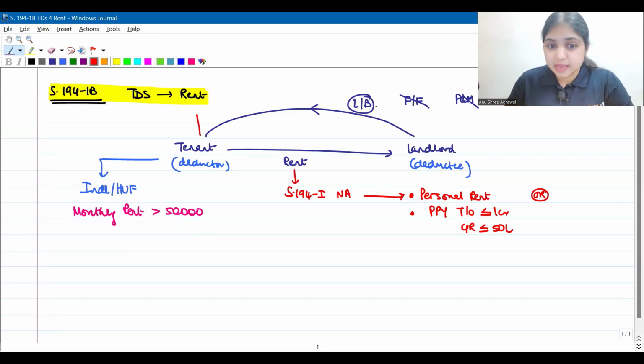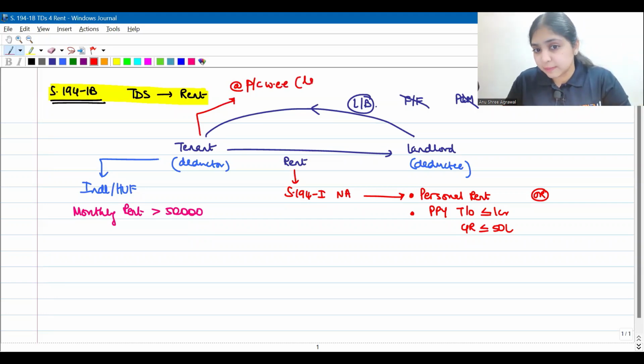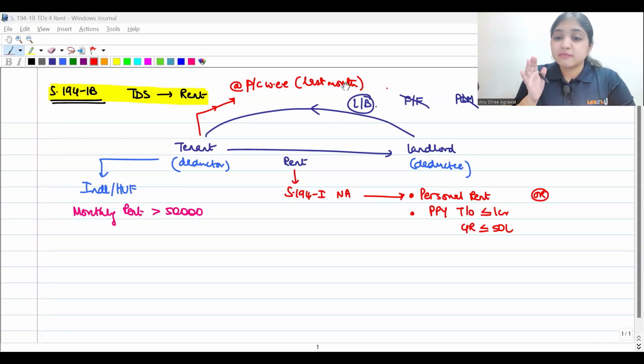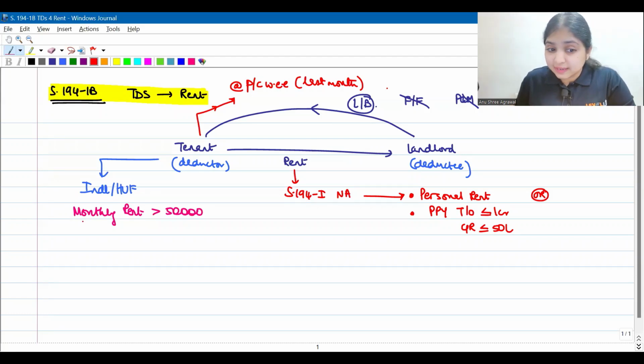Under 194IB, the tenant will deduct tax at the time of payment or credit, whichever is earlier, but only in the last month. Only in the last month. So this is a point which you will understand when I give you some examples. So the tenant will be deducting tax at the time of payment or credit, whichever is earlier, with respect to the last month. All right. And one more point, please remember that the monthly rent has to be more than 50,000. We're not talking about aggregate rent. We're talking only about monthly rent.